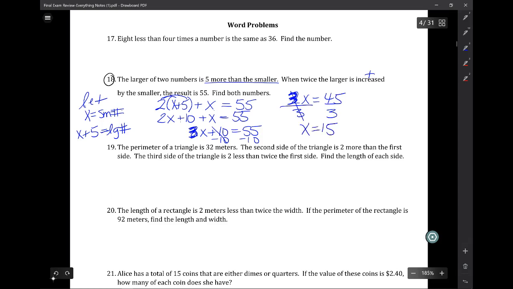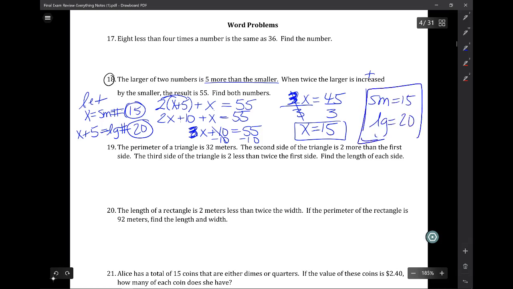The only way that I could see any of you making a mistake on this is to not answer the whole question. The whole question says to find both numbers. So if x is 15, if the smaller number is 15, then 5 more than that would be the larger number, which would be 20. So you can either write smaller number equals 15, larger number equals 20, or you could go back to your let statements like I did and write the answers next to that.